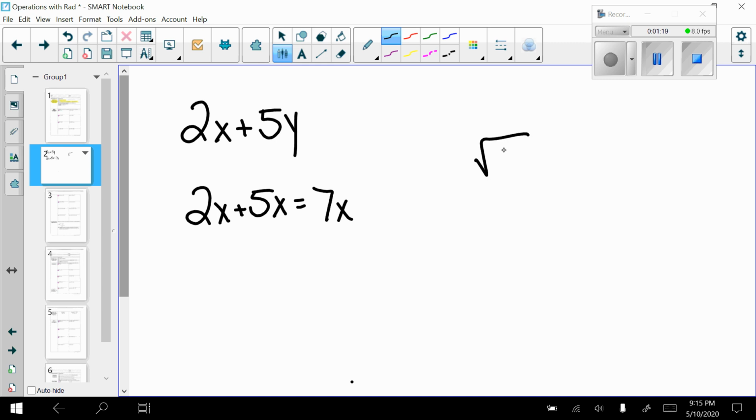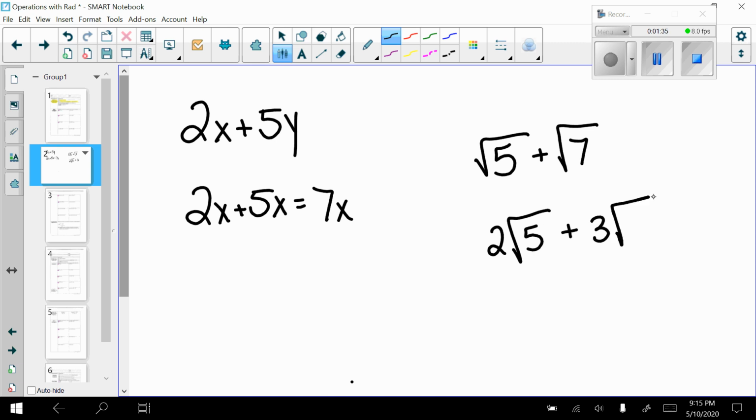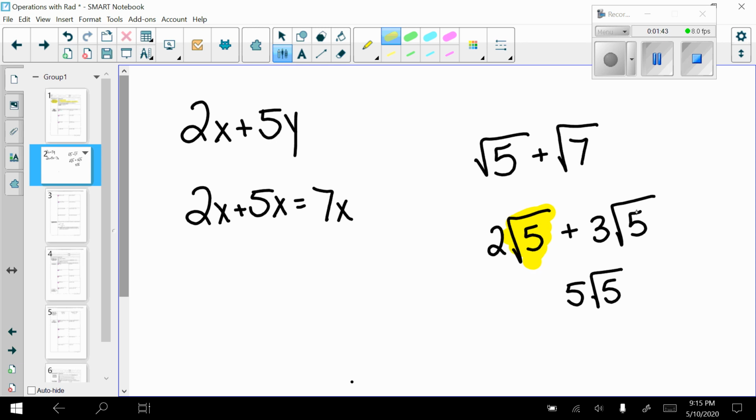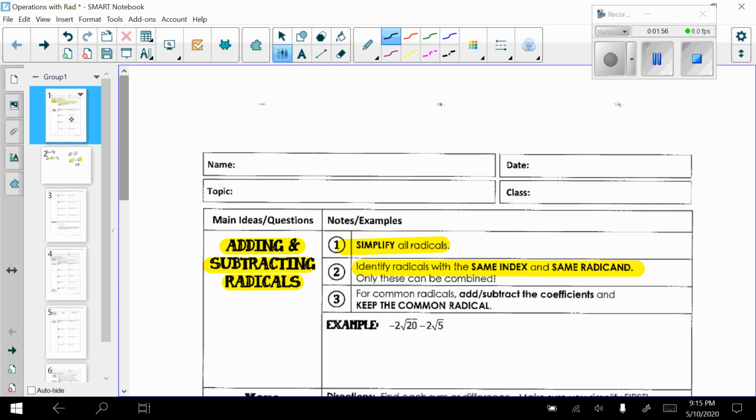If you have radical 5 plus radical 7, those are not like terms, so you can't simplify that any further. However, if you have 2 radical 5s plus 3 radical 5s, that would give you 5 radical 5s. So think about whatever that radical is as your variable. If they're like radicals, then you can add or subtract them. If they're not the same, then you cannot add or subtract them. So let's do some practice problems.